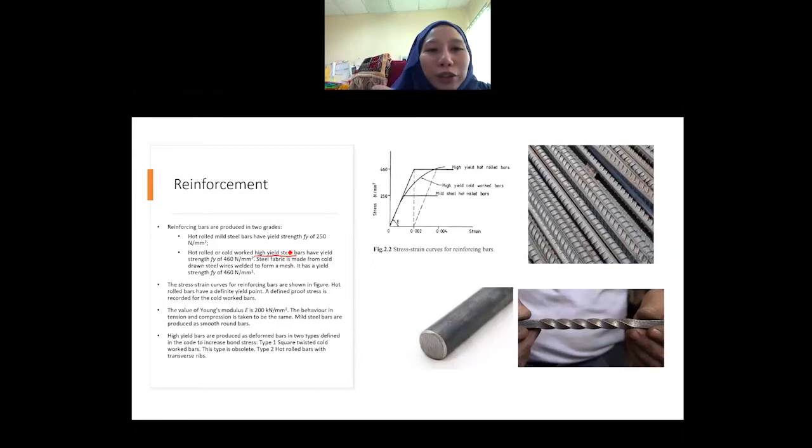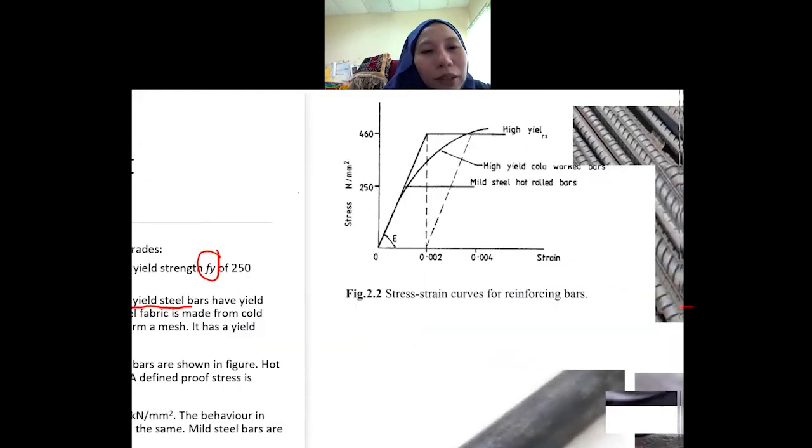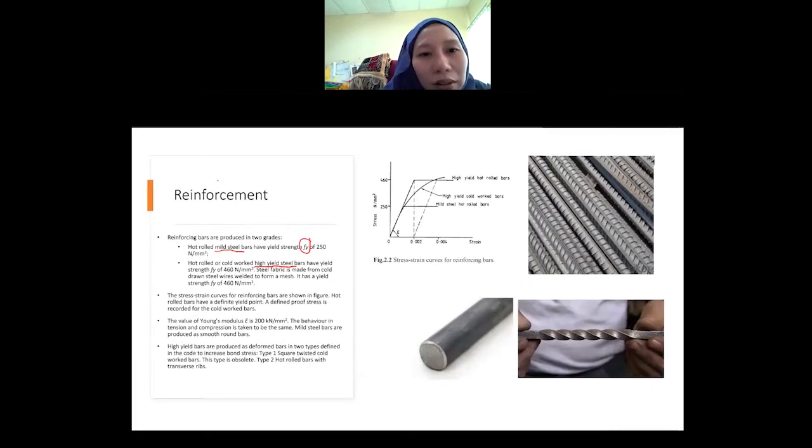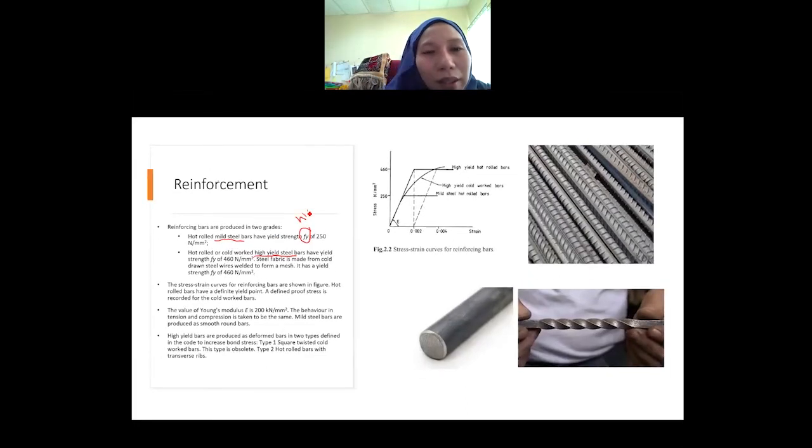Okay, what you need to know, what is FY? FY is steel strength. Okay, so that is the symbol. Symbol FY, steel strength. So when I say FY, you should know FY is steel strength.